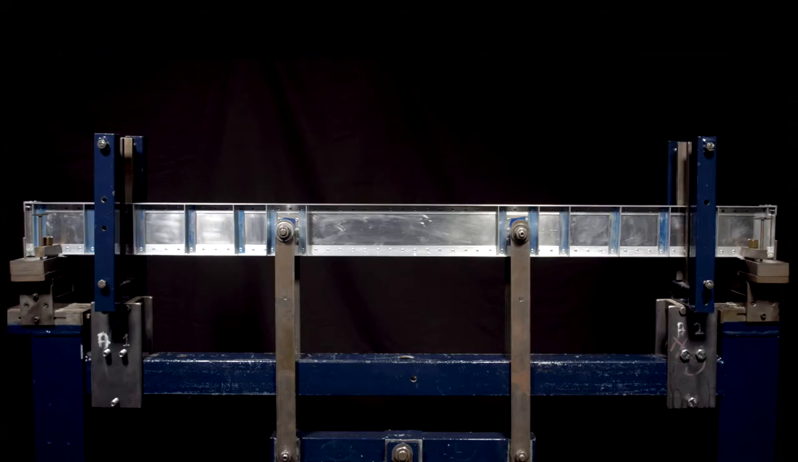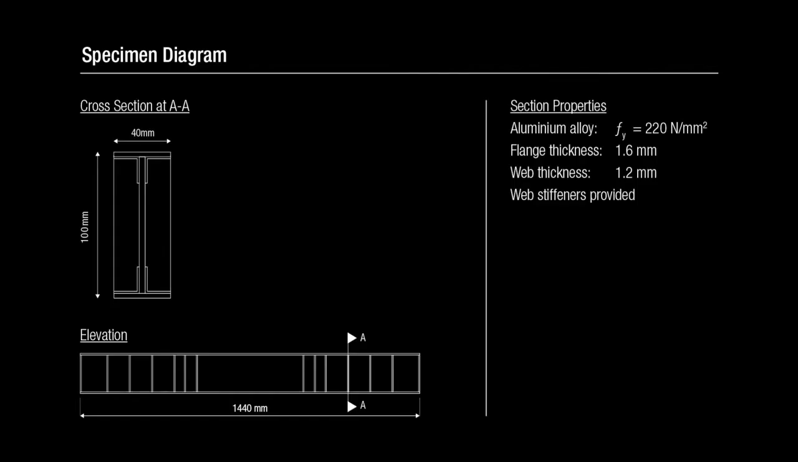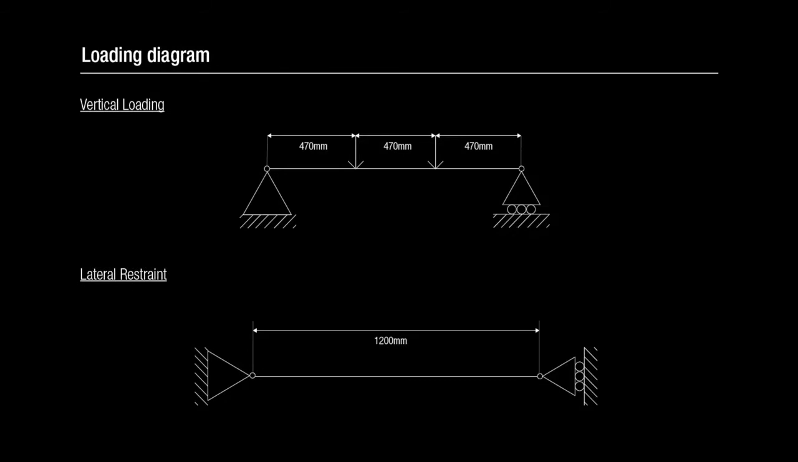This video shows a plate girder being tested under bending. The material used in the test is an aluminium alloy. The web has shear stiffness to prevent it from buckling. The loading diagram shows the beam being subjected to 4-point bending. It is also laterally restrained, but close to the ends, leaving a large, laterally unrestrained length.